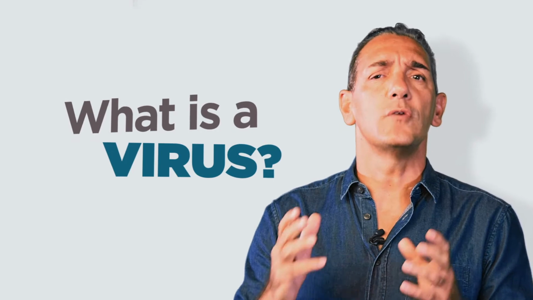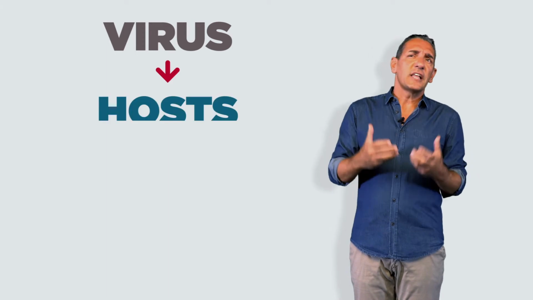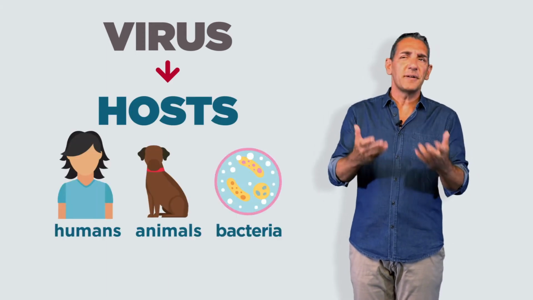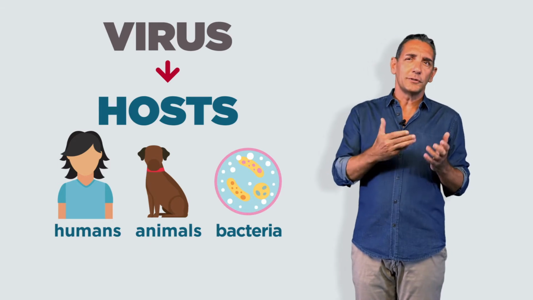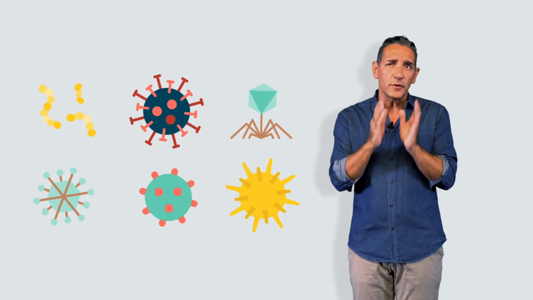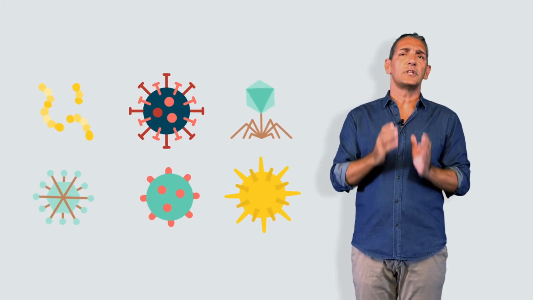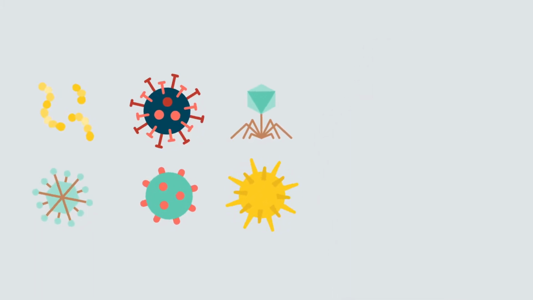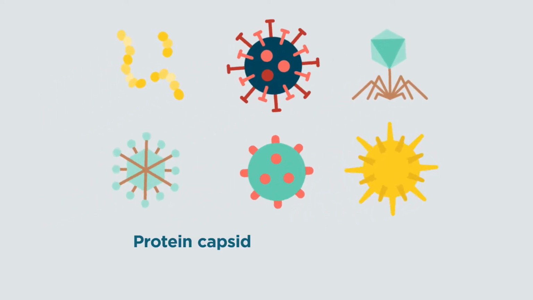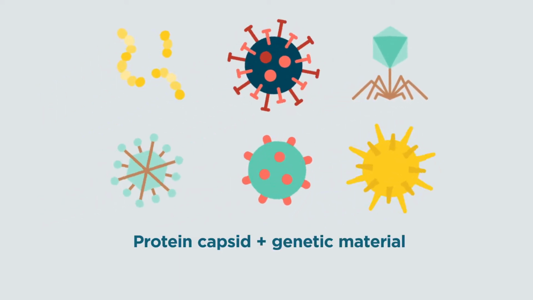First of all, it is important to understand what a virus is. A virus is a non-autonomous organism which infects other organisms to reproduce. These organisms are defined hosts and may be humans, animals, or bacteria. There are several types of viruses in nature, and they can infect in different ways. However, they all show the same basic structure. Viruses consist of a protein capsid which contains genetic material, DNA or RNA.